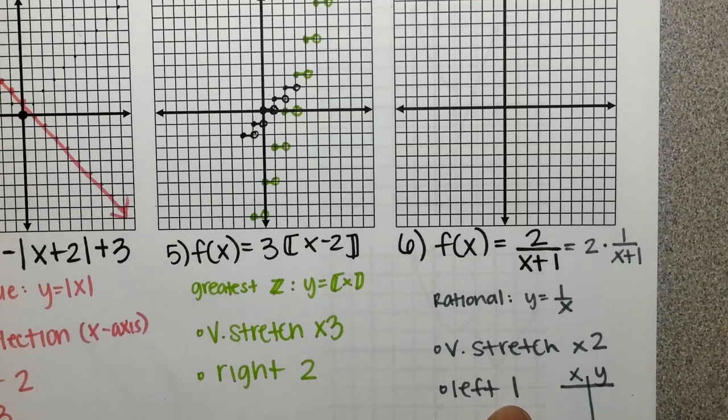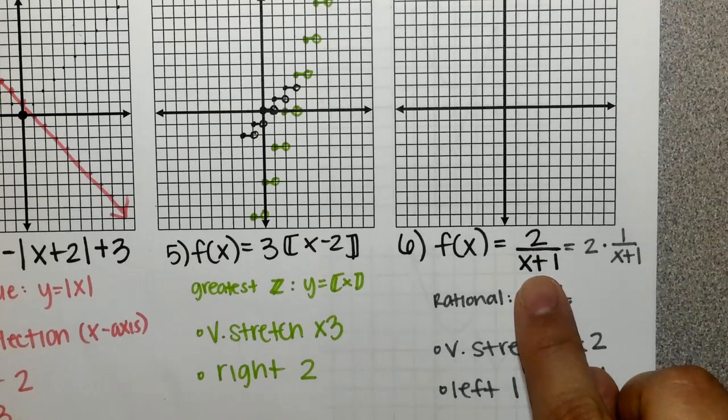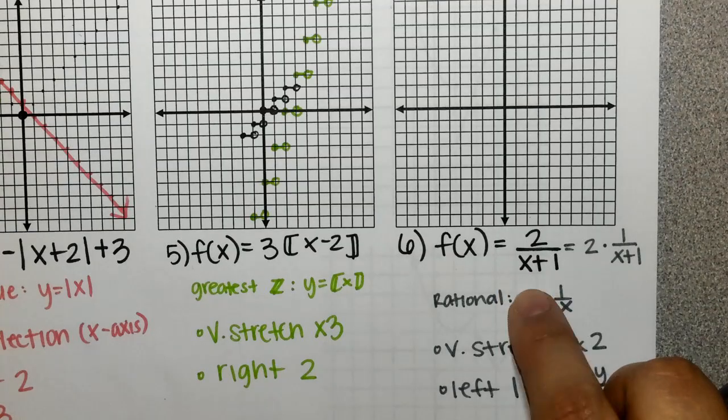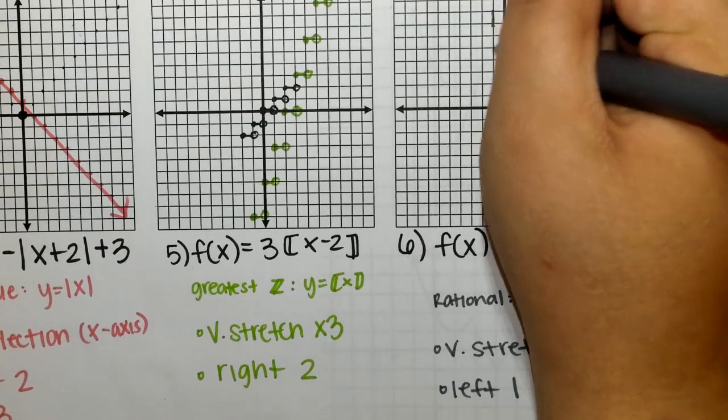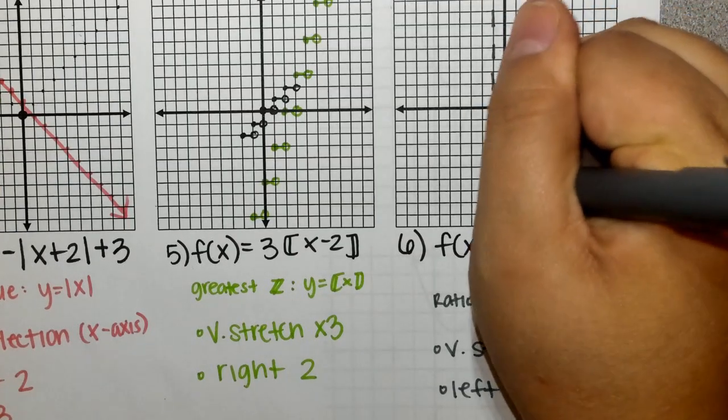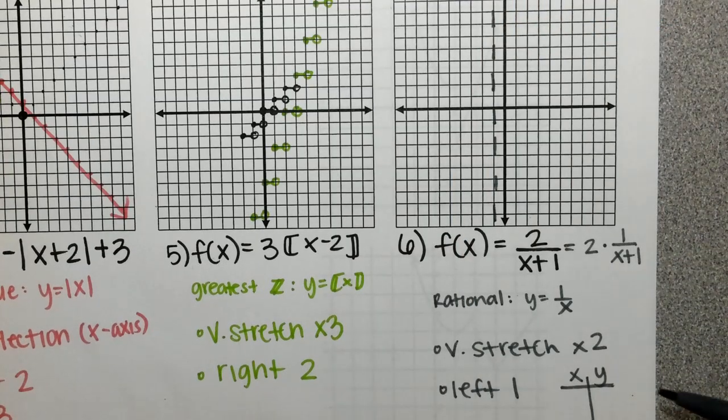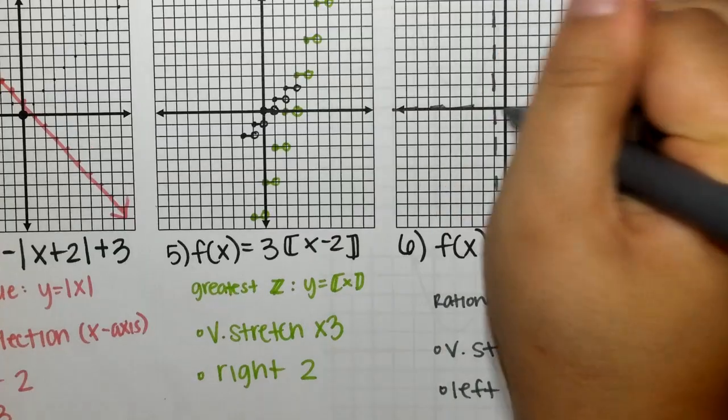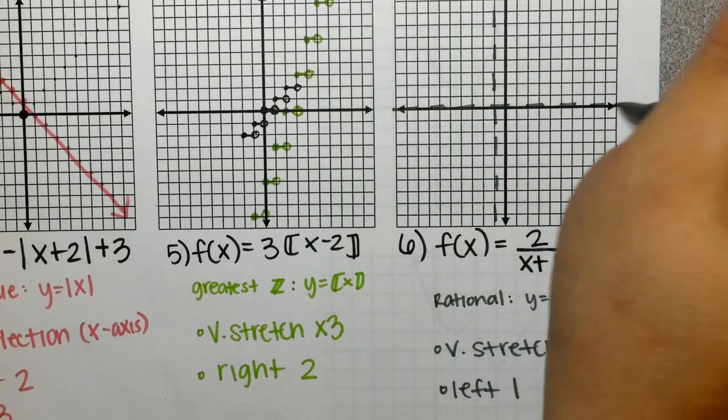So if I'm going left 1, where is my asymptote going to be at? Also, if you didn't know that, we went left 1. How do you know where the asymptote's going to be at? The denominator. What can you not divide by? 0. So what can x not be? So I'm going to draw an asymptote at x equals -1. Did this shift up or down at all? So my asymptote's going to be on the x-axis.